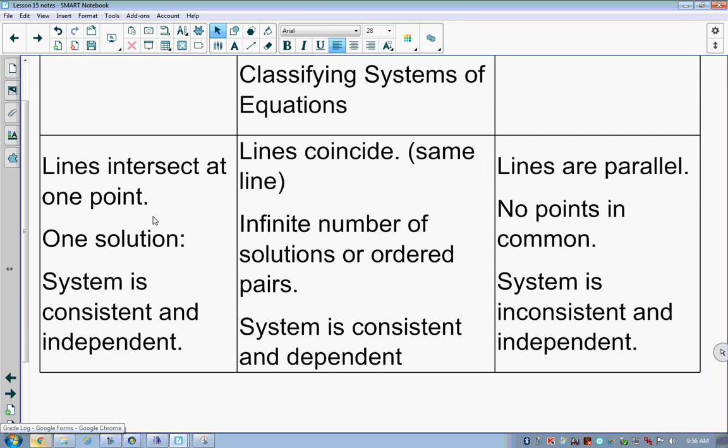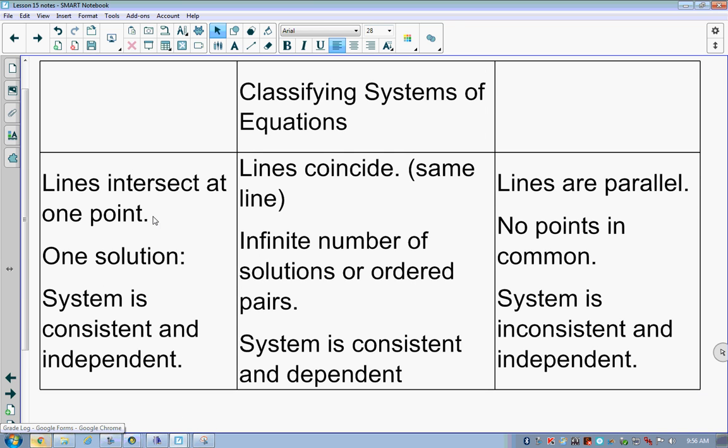It looks like this. Classifying systems of equations. Lines intersect at one point, one solution. System is consistent and independent. So it's a nice little chart to keep because for tests and homework, they're going to say classify this system of equations. What they mean is, is it consistent or inconsistent? Is it dependent or independent? So this simple chart will help you nail it down every time.